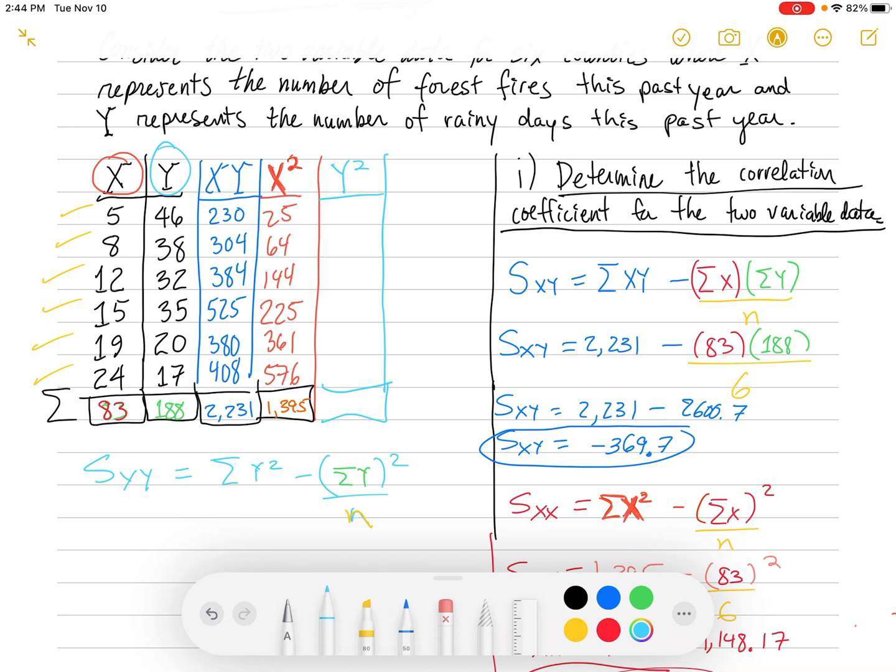46 squared is 2,116. 38 squared is 1,444. 32 squared is 1,024. 35 squared is 1,225. 20 squared is 400. And lastly, 17 squared is 289. So now I'm going to add up the y squares. I've already done this in advance. It's 6,498.